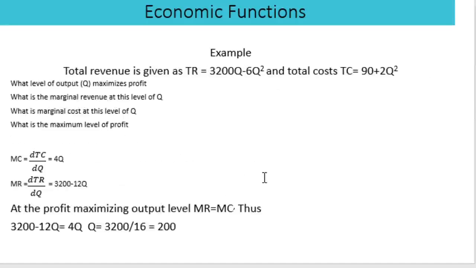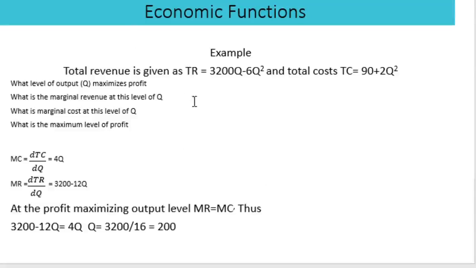Next question is, the total revenue is given as TR equal to 3200Q minus 6Q square and total cost TC equal to 90 plus 2Q square. What level of output will maximize the profit? What is the marginal revenue at this level of output?